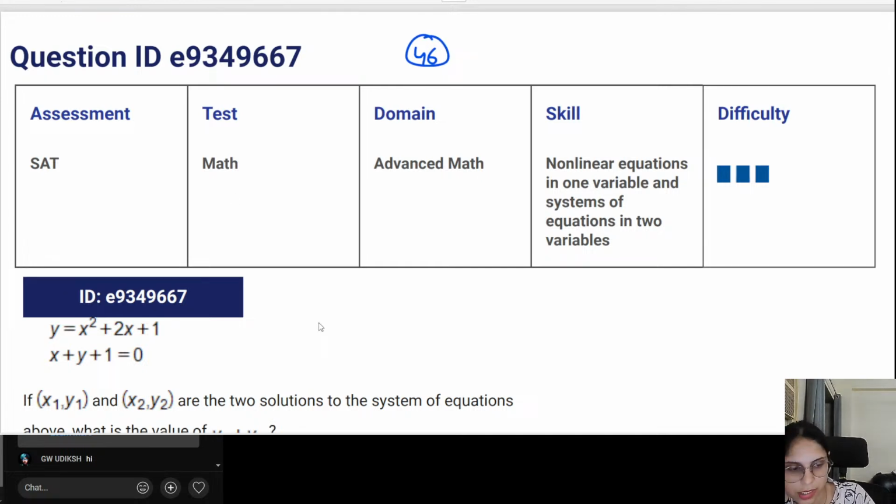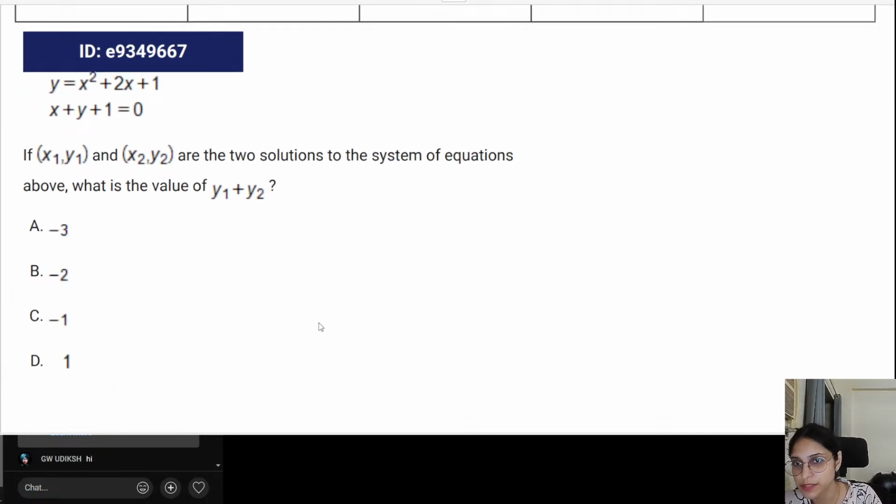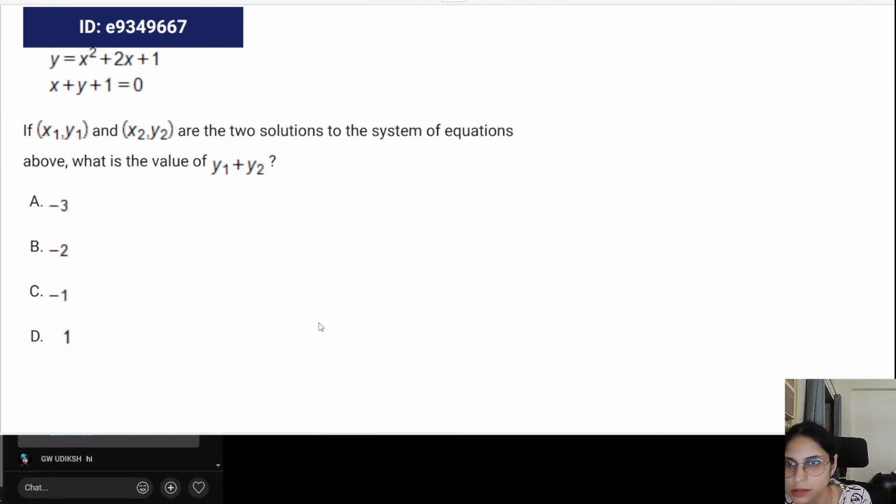Next is question number 46. Y is equal to x squared plus 2x plus 1. X plus y plus 1 is equal to 0. There are two solutions. You have to find y1 plus y2. This is Desmos.